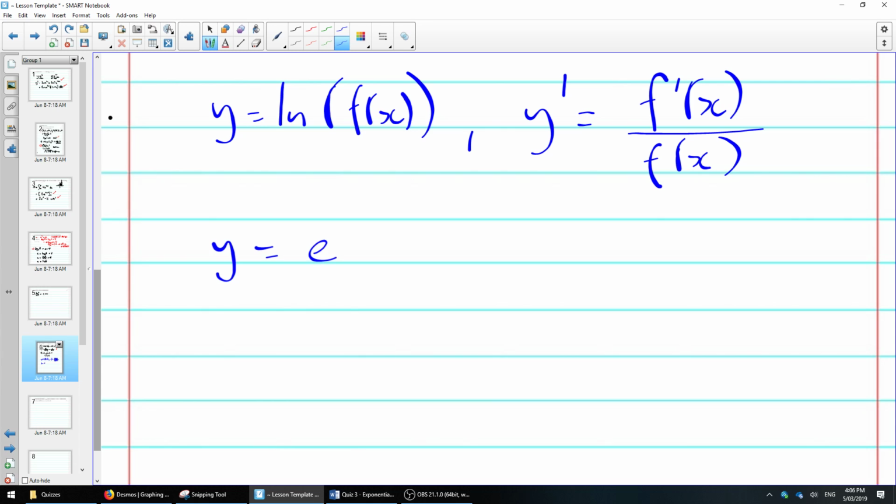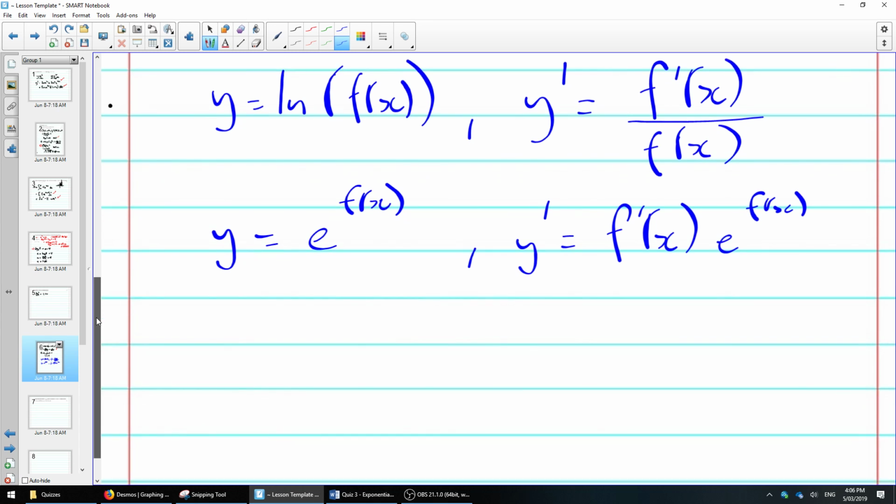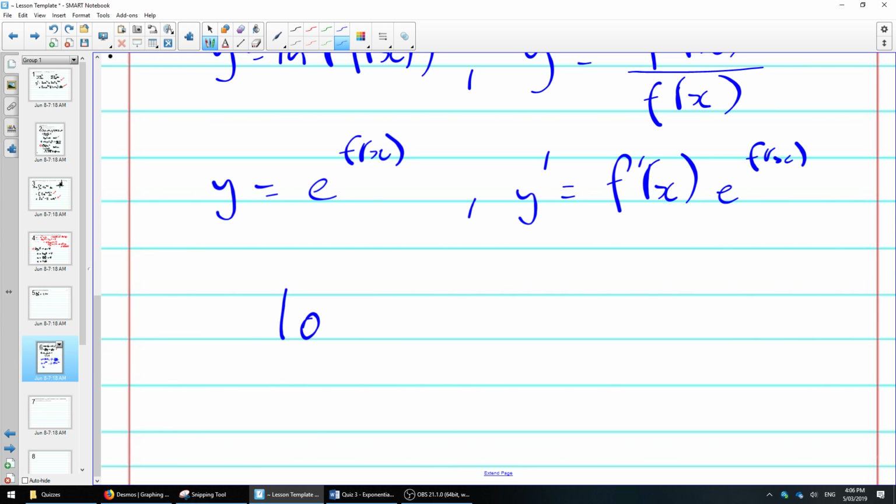Other than the base: y equals e to the power of f(x), y dash equals f dash x, e to the f(x). Other than that, no. Oh, and change of base is also on there. No, it's got nothing to do with differentiation. It's log a b equals ln b over ln a. Oh, yeah. Pretty sure those are the only things to go through.